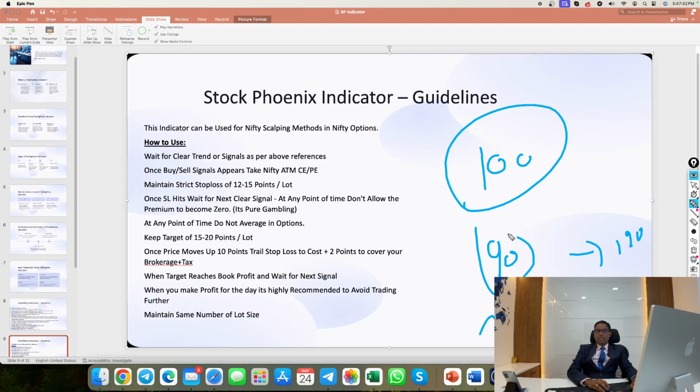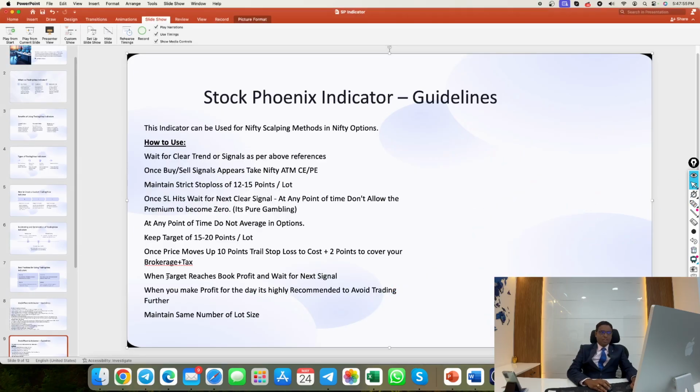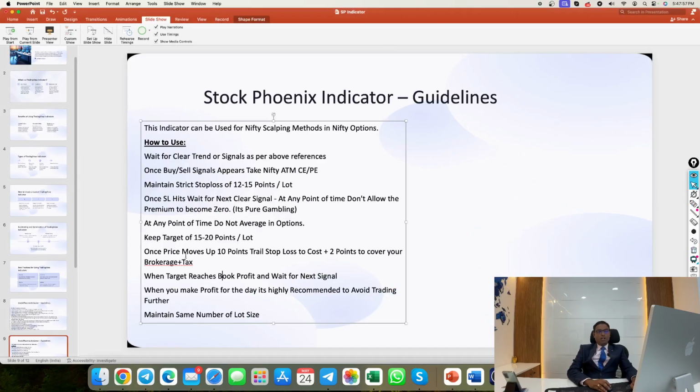If you get that, you can make the entry at 100 rupees premium ATM, with a stop loss at 90 or 85, maximum 1,500 rupees stop loss. Then keep the target as 120. With a trailing stop loss, you will not lose money. When the market moves up 10 points, trail your stop loss to cost plus 2 points to cover your brokerage and taxes. When the target reaches, book profit and wait for the next signal.